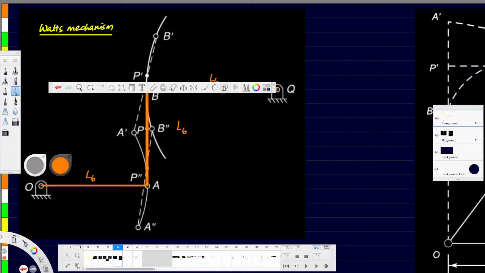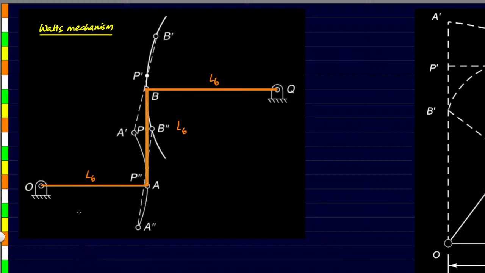Frame should also be counted. So this frame, I'll just show it as dotted. Okay, so dotted link. This has to be counted as another. So this is also binary because there are only two joints. Right. So that's it.